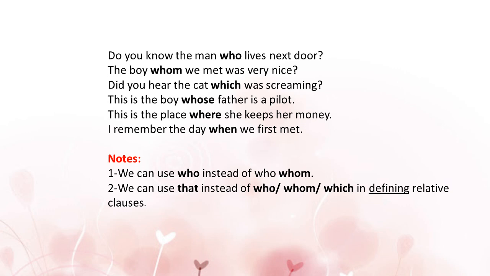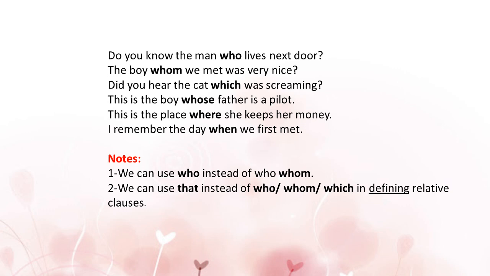So here it is a place, and we use where to talk about this place. I remember the day when we first met. And here we use the relative pronoun when to talk about the day. So the day is a time. Because of that, we use the relative pronoun when. The day we first met. We are talking about the day because it is a time, we use when.